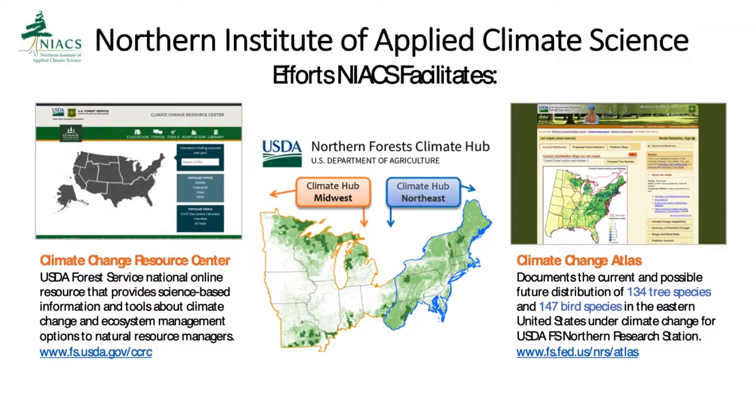Here are some other efforts that NIACS helps facilitate. There's a Climate Change Resource Center, an online tool from the U.S. Department of Agriculture and the U.S. Forest Service that provides different tools and resources, and is basically a clearinghouse of some of the science that's out there. The U.S. is split into what we call climate hubs based on regions, and NIACS helps facilitate and run the Northern Forest Climate Hub in the Midwest and the Northeast of the U.S. as well. Researchers within our group have also created the climate change tree atlas, which looks at species shifts across the eastern half of the United States, everywhere east of the 100th meridian, and at species distributions under a changing climate.